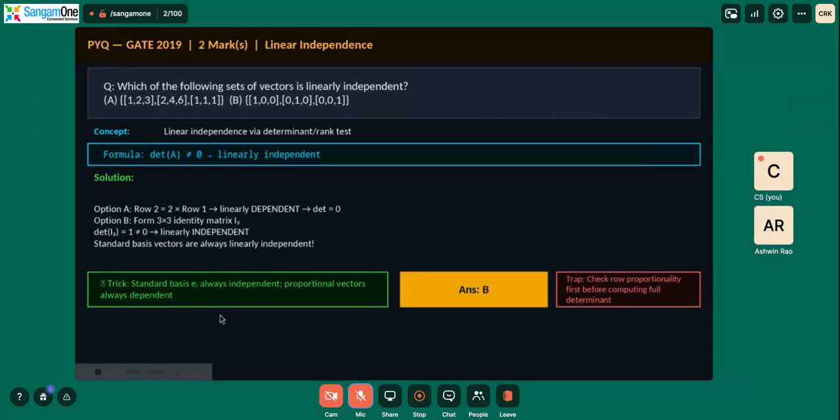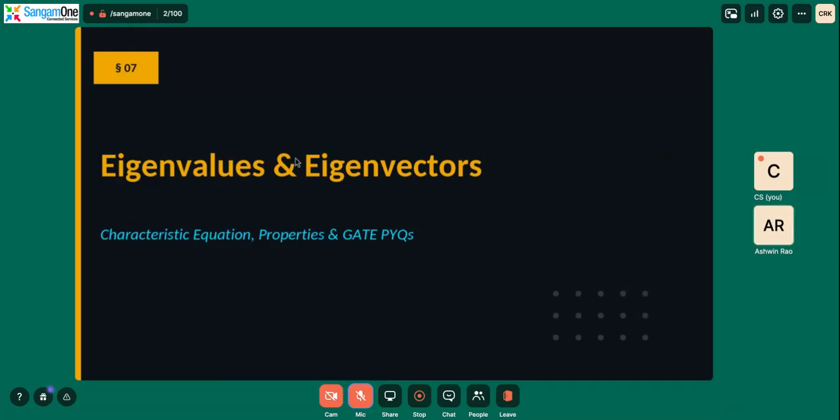The GATE question. The formula is to take the determinant of this. When it is not equal to 0, it is linearly independent. Then comes eigenvalues and eigenvectors.